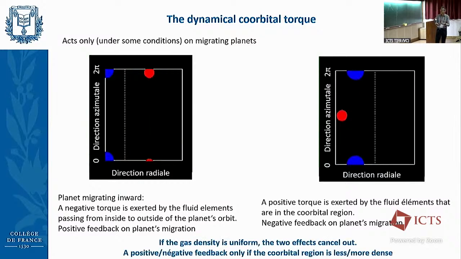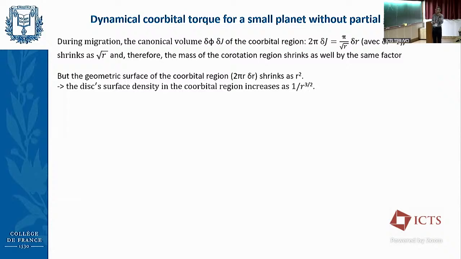So who wins? Again, if the density is uniform across the orbital region, the two effects cancel out. And the positive or negative feedback is only possible if the co-rotation region is less dense or more dense than the surrounding disk. But as the planet moves, the situation of the density in the co-rotation region versus the density of the disk changes, because this co-rotation region is moving with the planet, going into another region of the disk, which can be different. So again, during migration, the canonical volume dφ dj, j being the specific angular momentum of the disk, is constant.